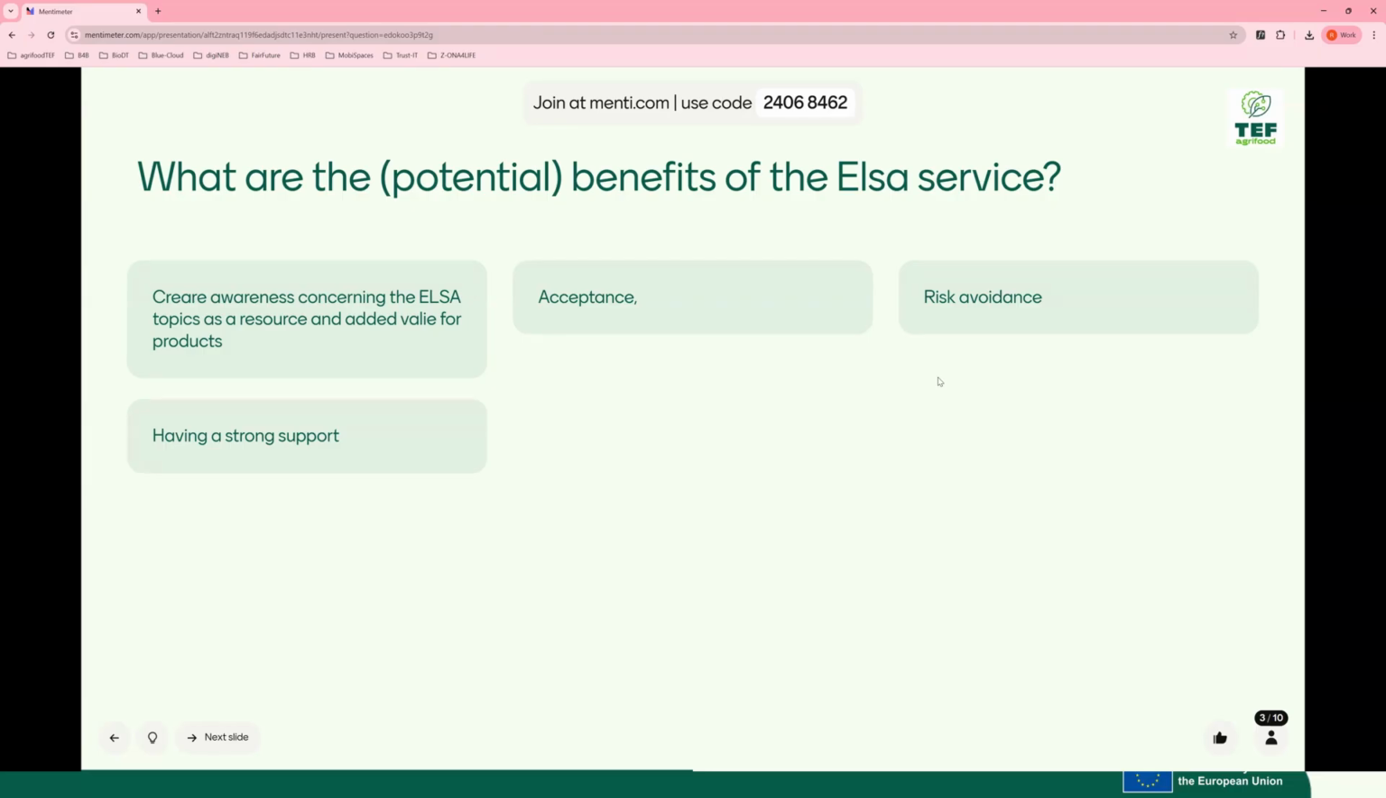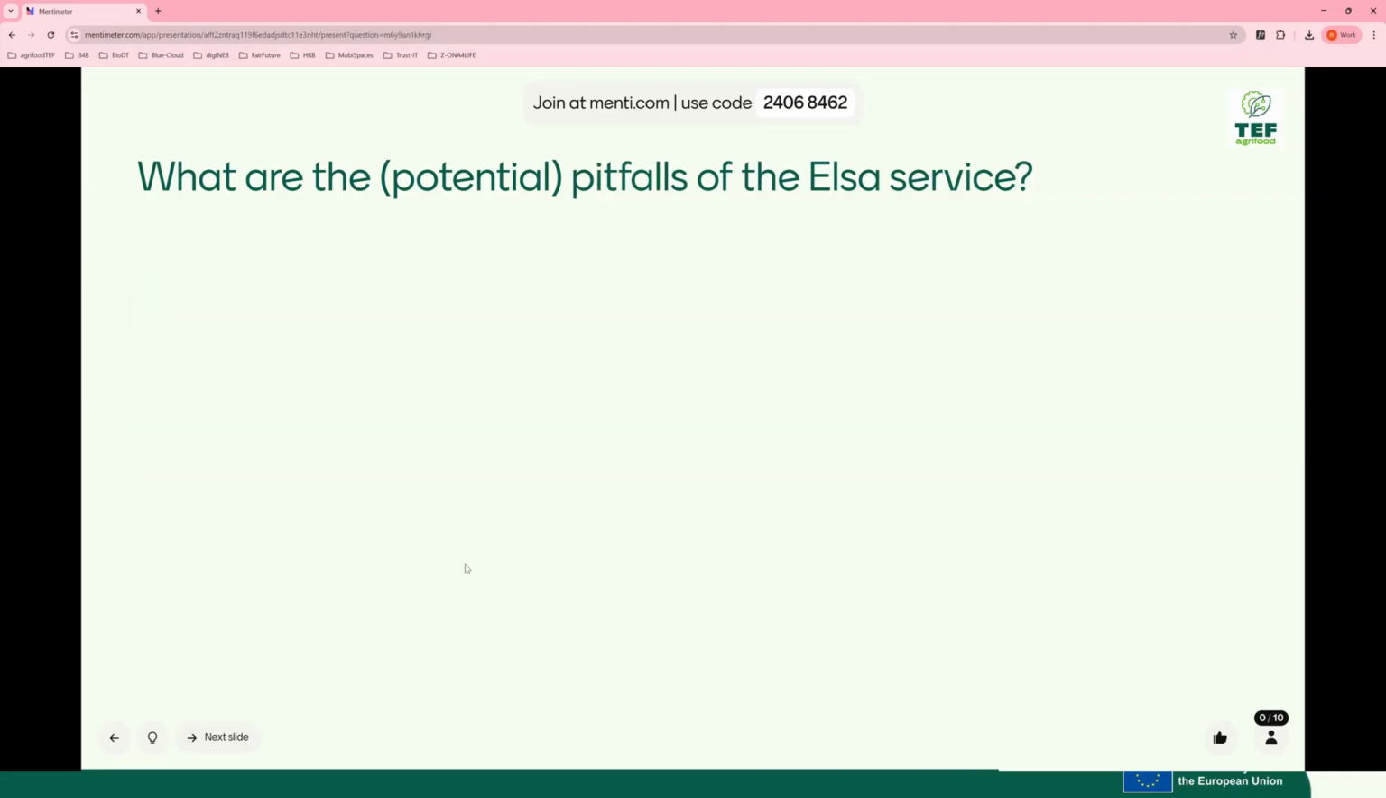So maybe I will move to the next slide. We just have other two very simple questions for you. So this one instead is the opposite question to the one that we were asking you before. So this one is about the potential pitfalls of the ELSA service. Always based on what you have learned today, what do you think that they could be?